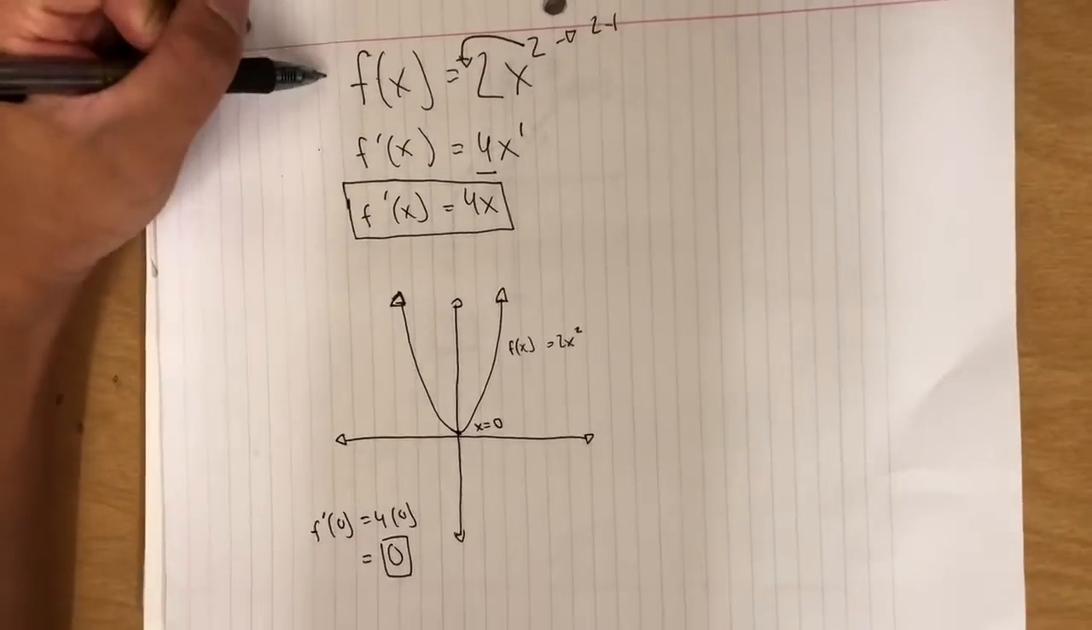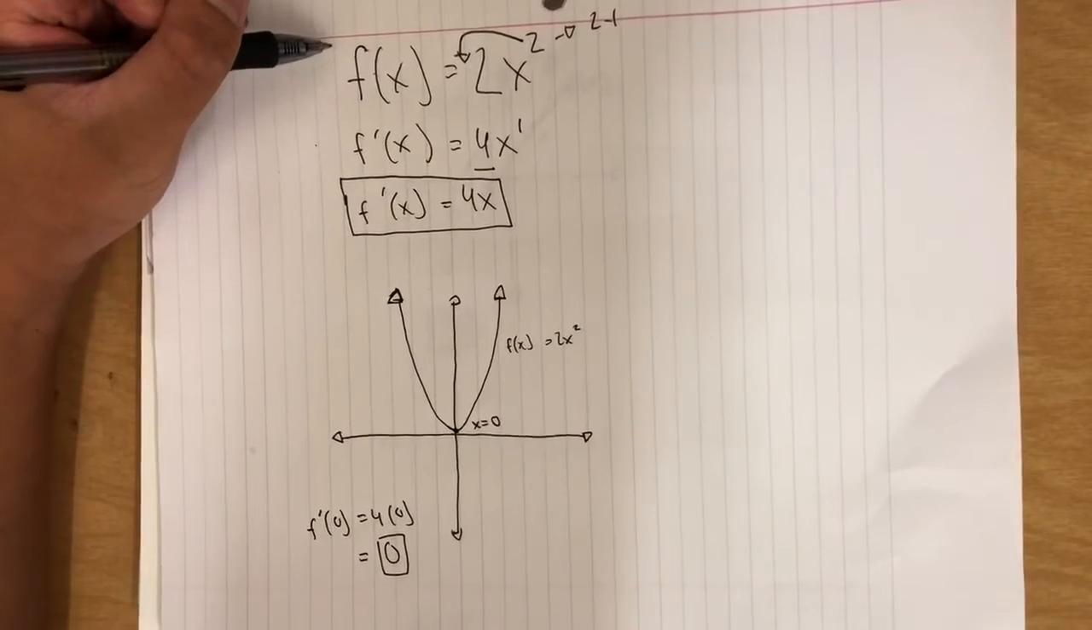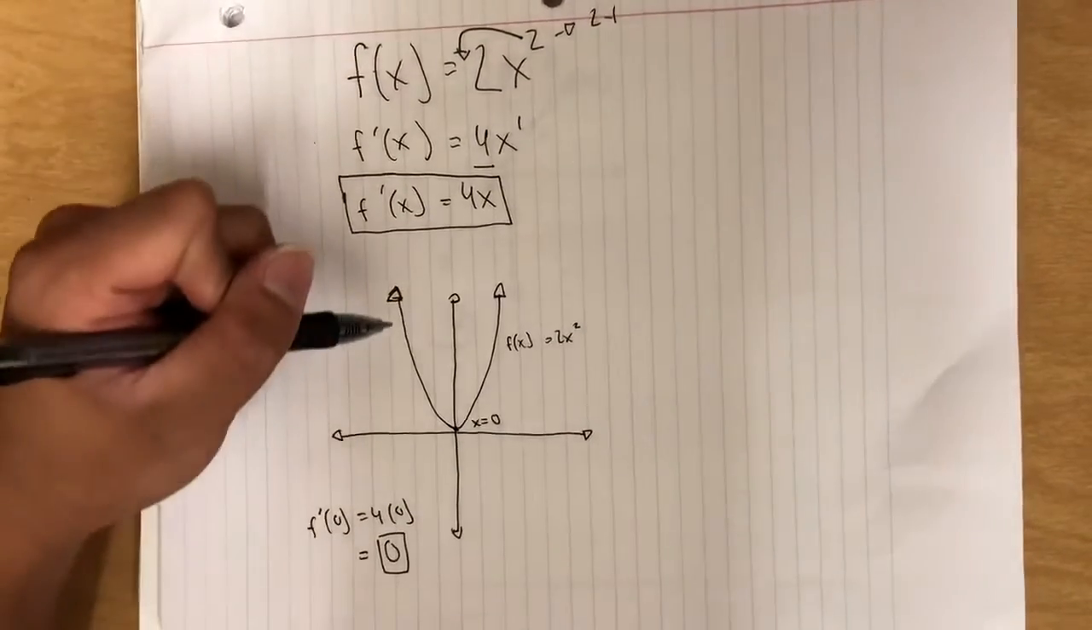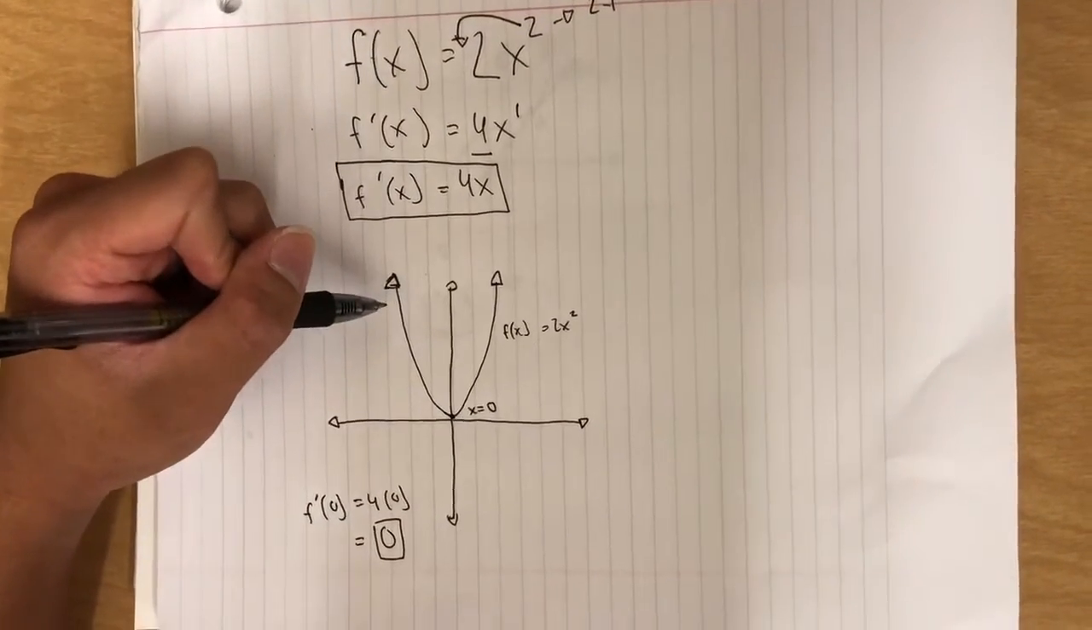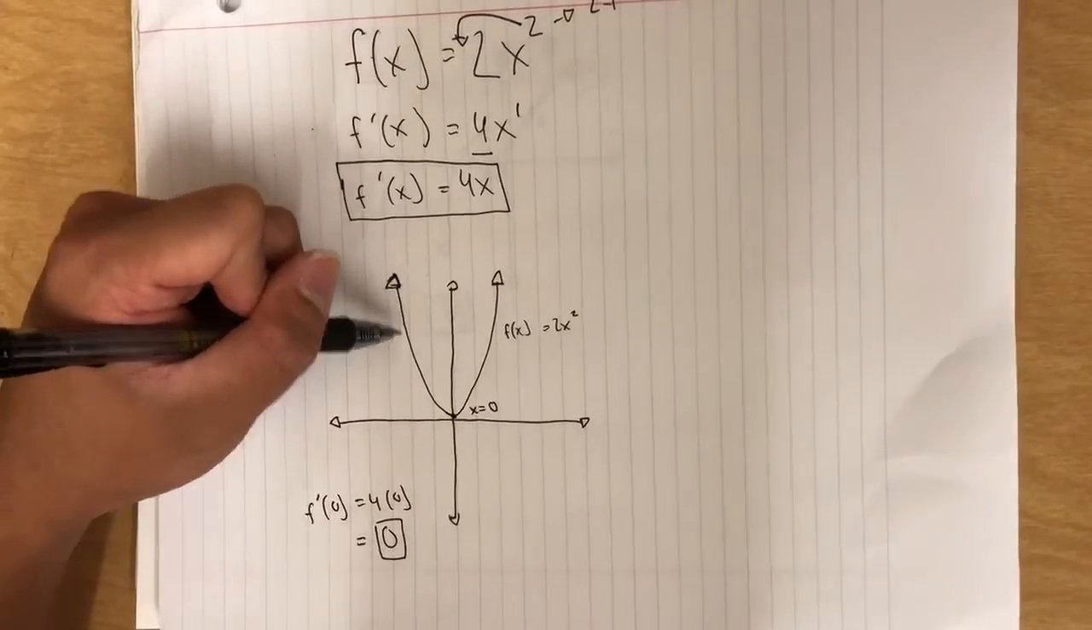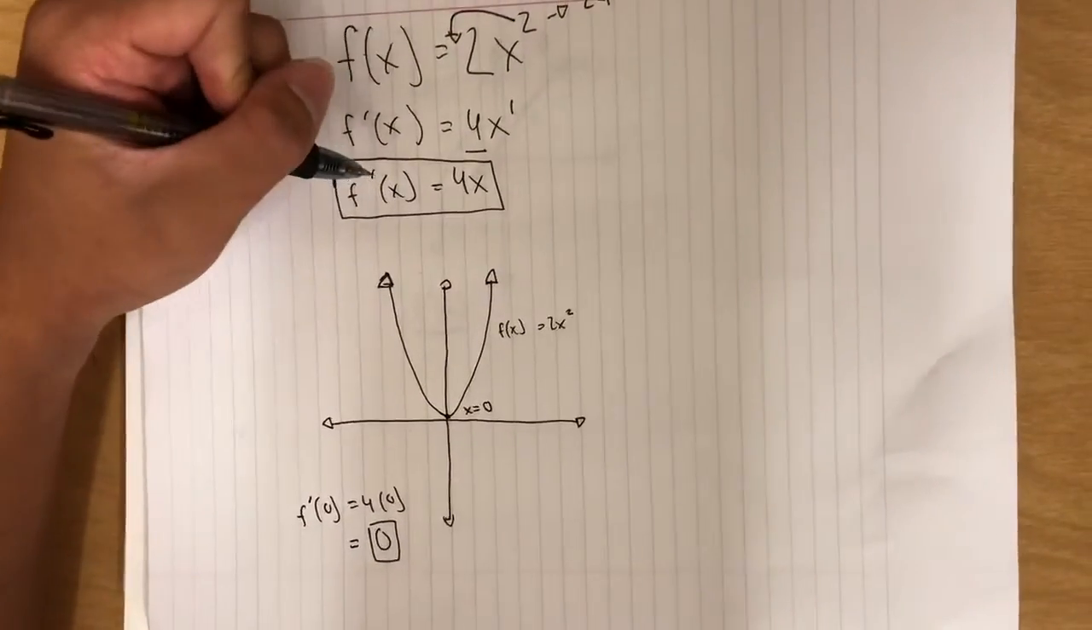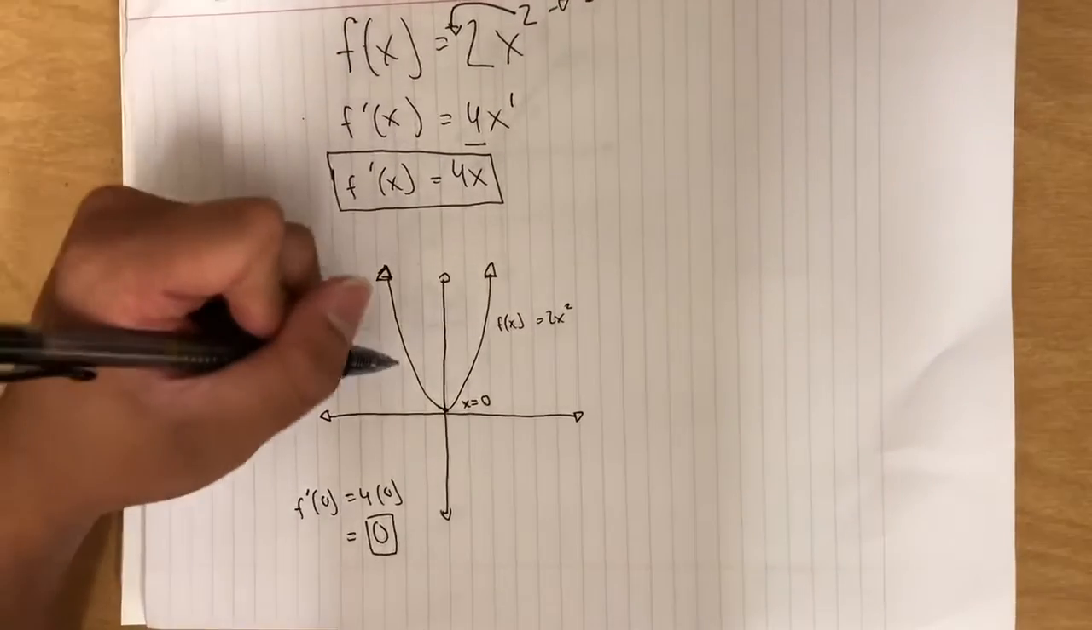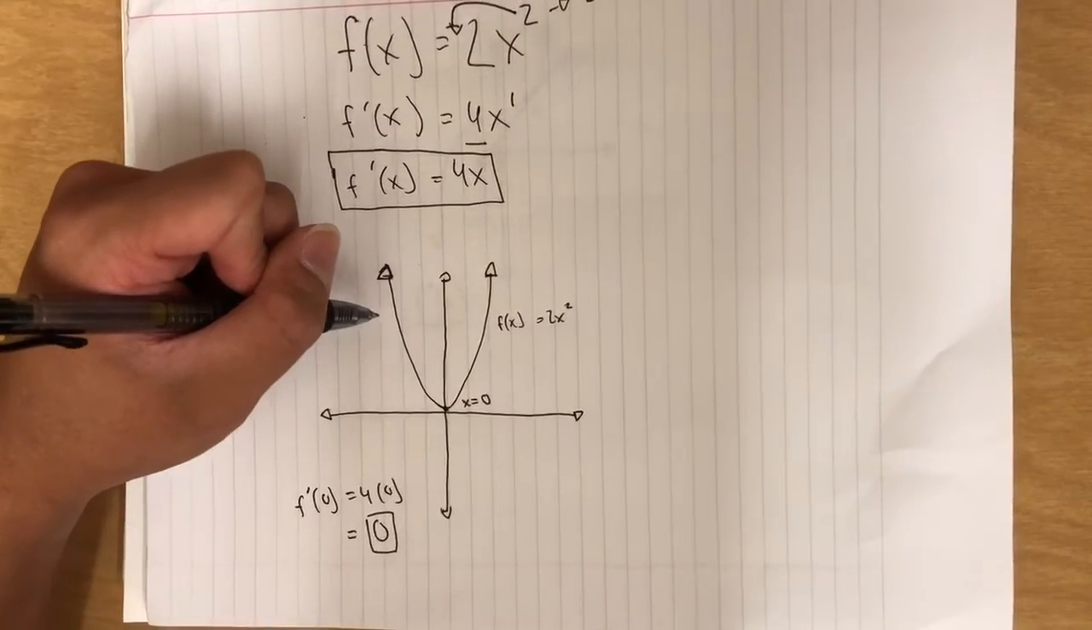Alright, so now that we've derived the derivative of 2x squared, let's look at this graphically. Here, we have the graph of f of x equals 2x squared, which is a parabolic curve that looks something like this. Now, this derivative, as I said earlier, will help us find the slope at any given x value on the graph of f of x.